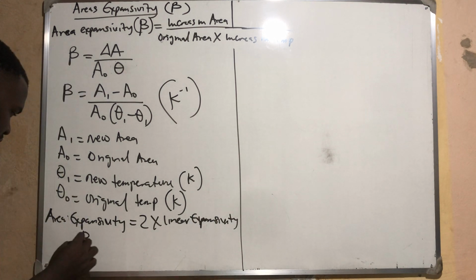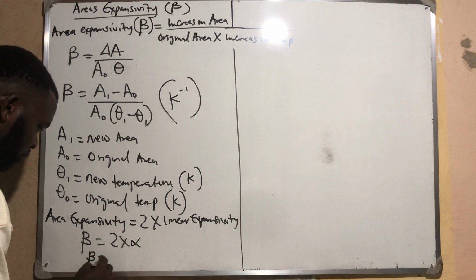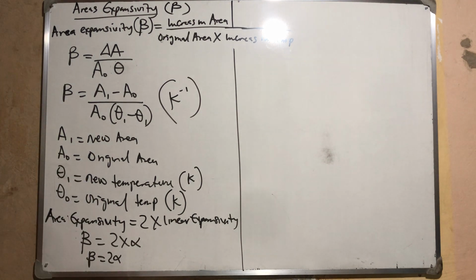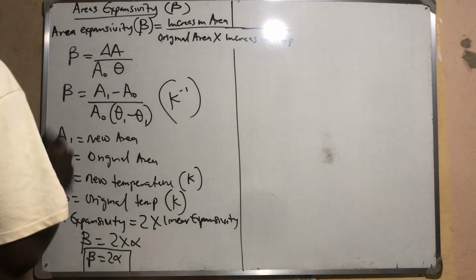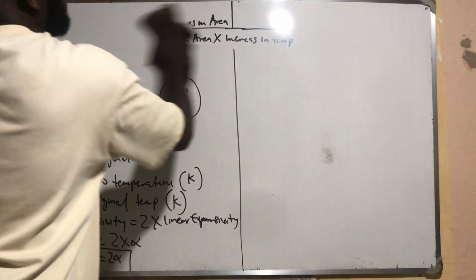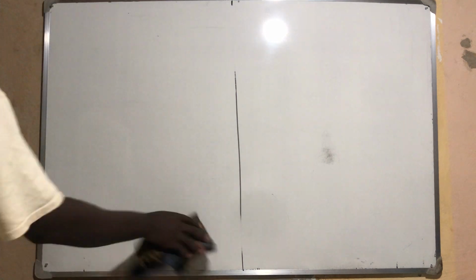So area expansivity beta is equal to what? 2 times alpha. So beta is equal to 2 alpha. Very, very important formula. That area expansivity is equal to what? 2 times linear expansivity. So let us solve some calculations to illustrate what we have just done.